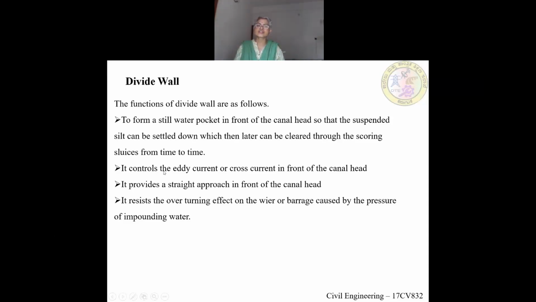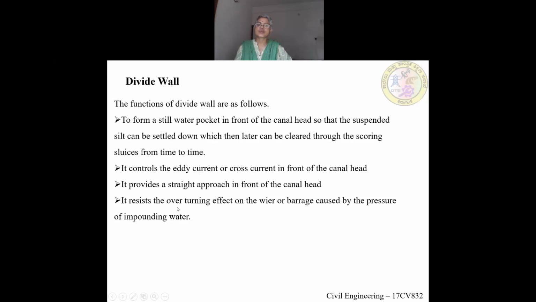It controls the eddy current or cross current in front of the canal head. So it will control the eddy current or the cross current, and the velocity gets reduced, therefore all these things will be avoided. It provides a straight approach in front of the canal head. So there will be a straight approach of water into the canal head.